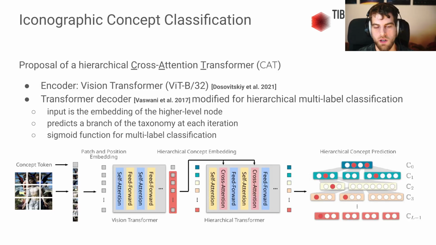For the next goal, the iconographic concept classification, we propose our hierarchical cross-attention transformer called CAT. We have a vision transformer as an encoder, and then a normal transformer as a decoder that is modified for hierarchical multi-label classification. Here the input basically is the embedding of the parent higher-level node, and then at each iteration we predict only a branch of the taxonomy at a specific level, and the output is not a softmax function, but in our case a sigmoid for multi-label classification.